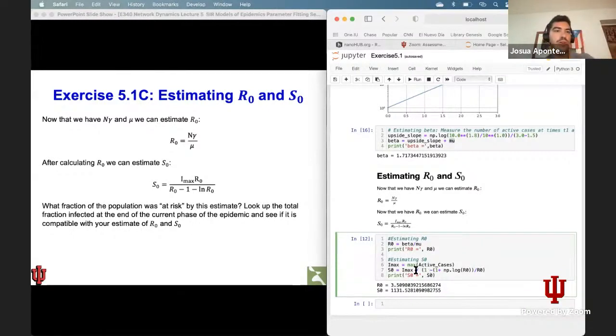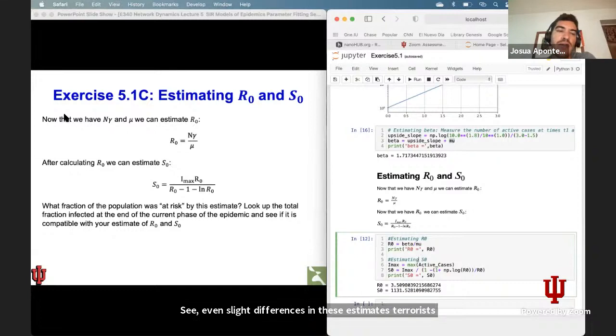Right, there you go. So see, even slight differences in these estimates can result in widely different estimated values of R naught and S naught.